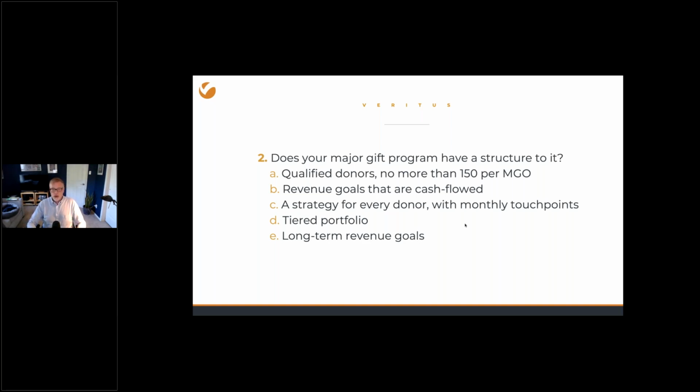Do you have revenue goals attached to every donor in your portfolio? And are they cash flowed? Meaning, do you know when that gift is going to come in during the year, so that you know exactly every month how much is expected in revenue? And then next, do you have a strategy for every donor with monthly touch points? So you have a revenue goal attached to a donor, and then for every donor, you have a strategy for the next 12 months on how you're going to achieve that goal.